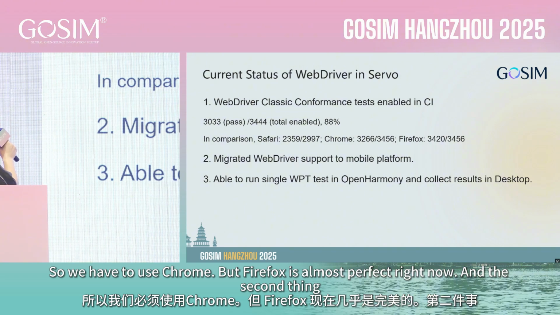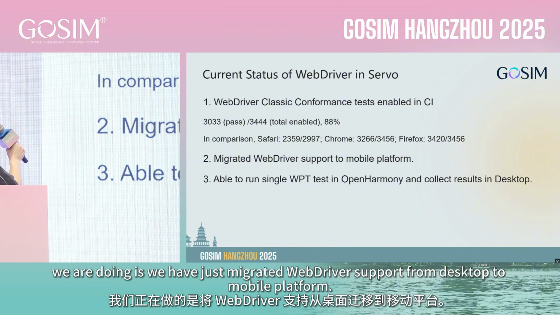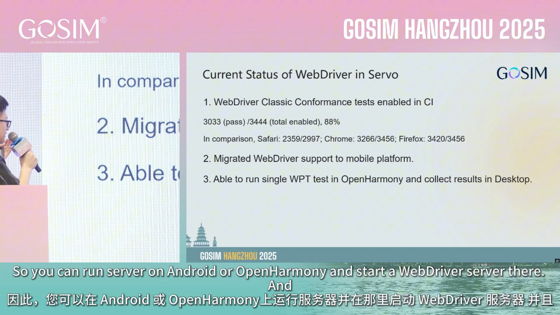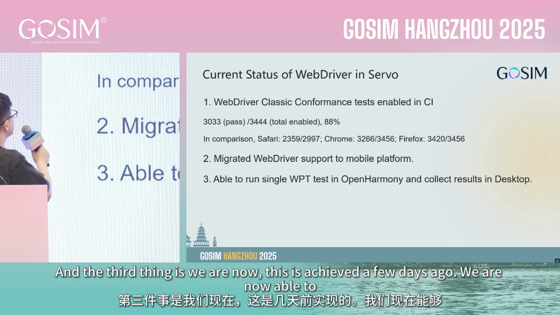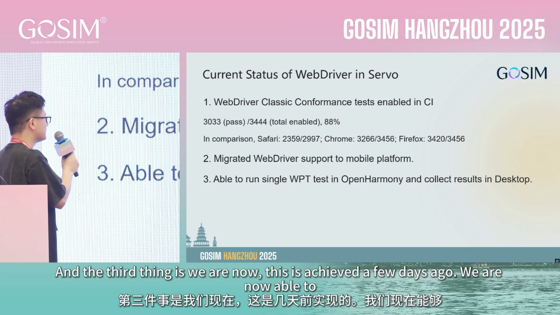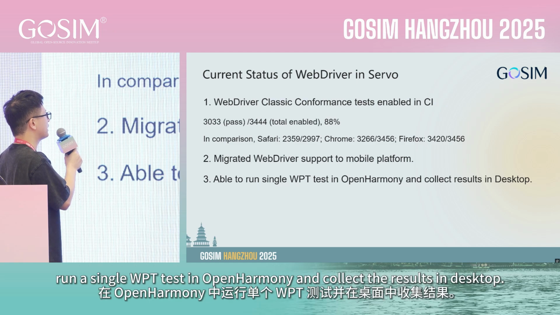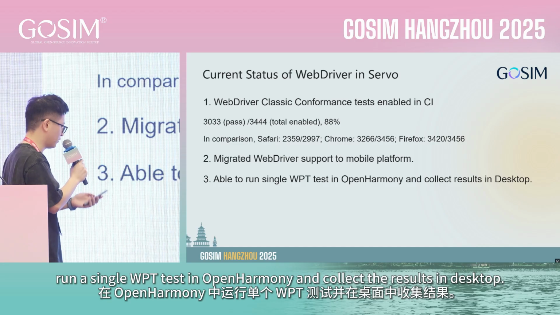And the second thing we are doing is we have just migrated WebDriver support from desktop to mobile platform. So you can run Servo on Android or OpenHarmony and start a WebDriver service there and use ADB and HDC to set up port forwarding and control your mobile phone. And the third thing, which was achieved a few days ago, is that we are now able to run a single WPT test in OpenHarmony and collect the results on desktop.